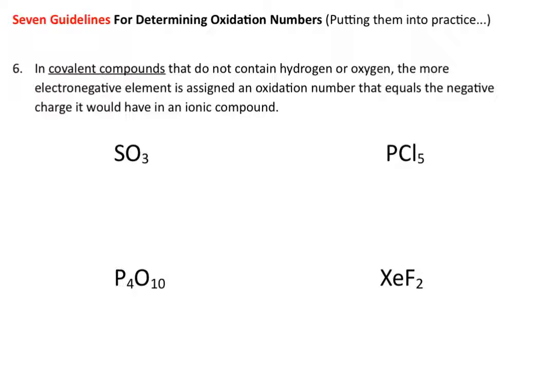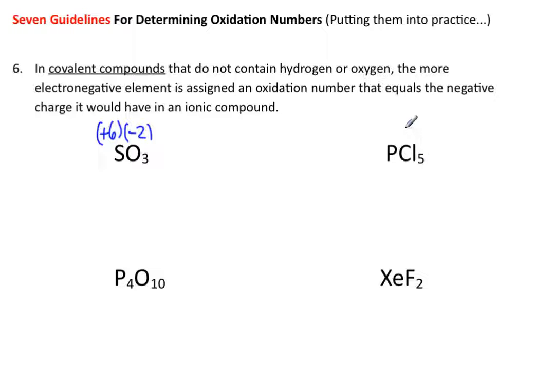In covalent compounds that do not contain hydrogen or oxygen, the more electronegative element is assigned an oxidation state that equals the negative charge it would have as an ionic compound. Now, I realize I have a couple of oxygens, so it still applies with oxygen. So sulfur and oxygen combined, oxygen has the higher electronegativity. So oxygen would get its most common charge, which is -2. That leaves sulfur, of which there's only one, to have an oxidation state of +6, because 3 times -2.